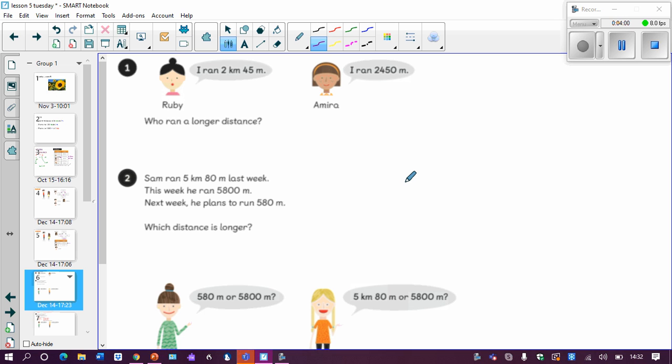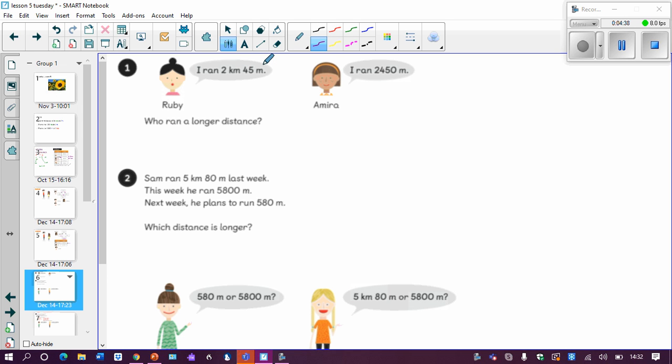Moving on to our guided practice. Now, you can either pause this and have a go on your own, or you can continue watching where I will do the first one with you and then you shall have a go at the second one on your own. At the top, we have Ruby and Amira. They would like to know who ran the longer distance. Amira is measured in metres, 2,450 metres. Ruby is measured in metres and kilometres. She ran 2 kilometres and 45 metres.